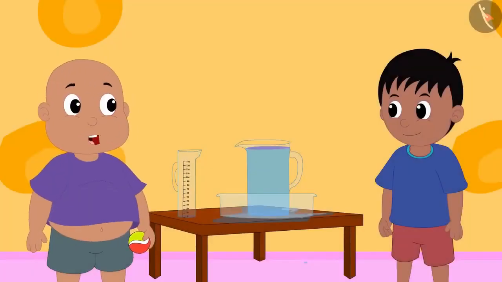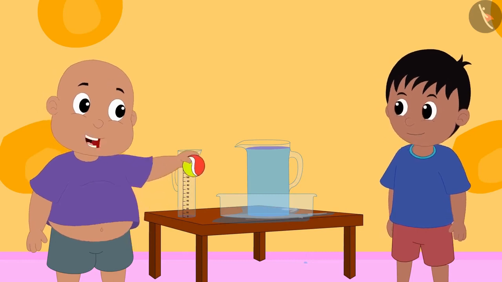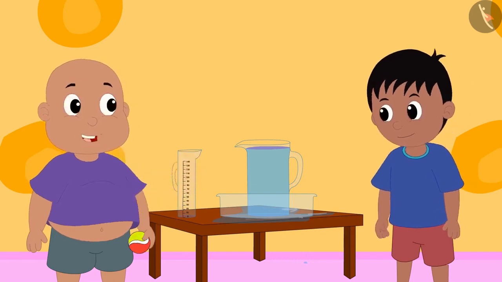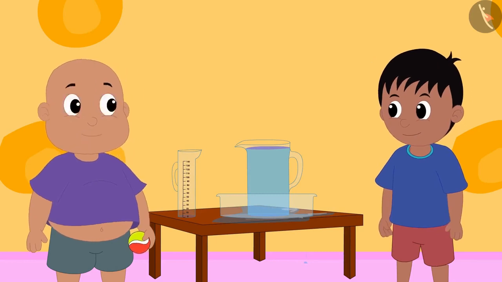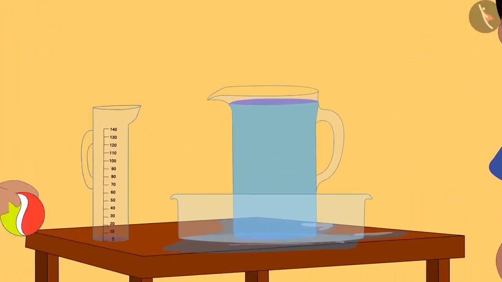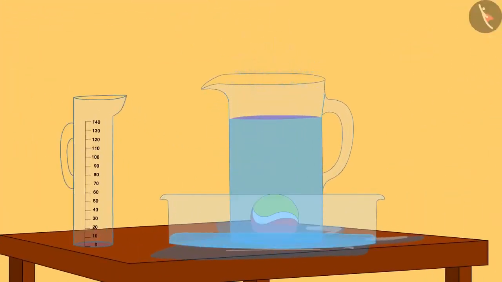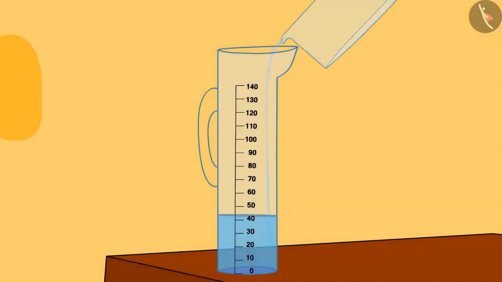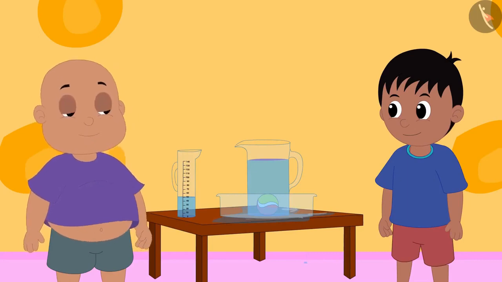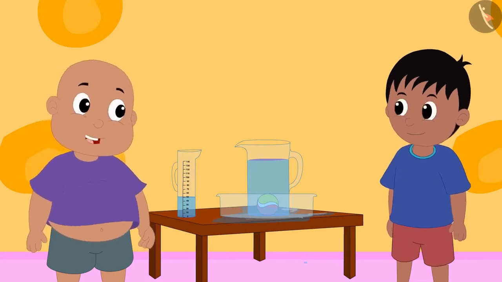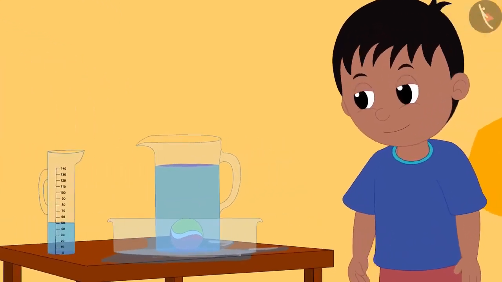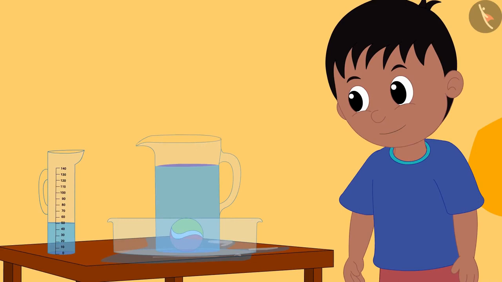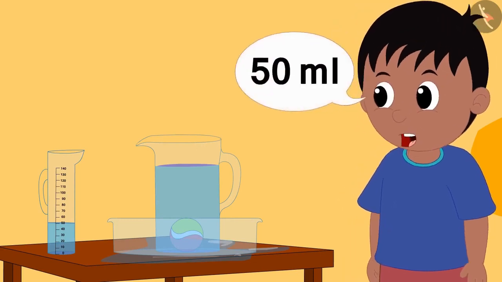Raju, now I will put this ball once again in this jug and this time when the water spills out, I will fill it in this measuring cup. Saying this, Bablu put the ball into the jug and once again water got spilled and he filled it in the measuring cup. Raju, can you tell me how much water is in the measuring cup? Looking at the surface of the water filled in the measuring cup, Raju said, 50 milliliters.